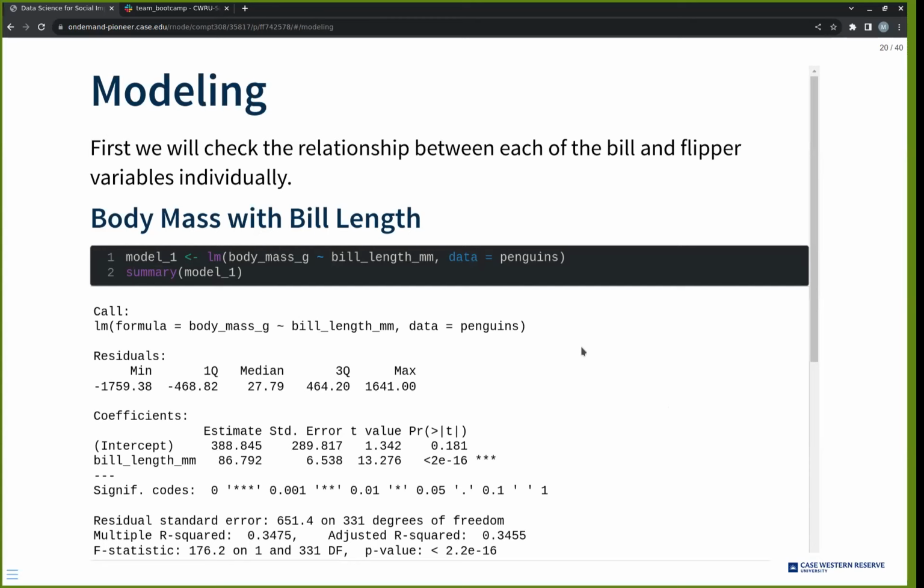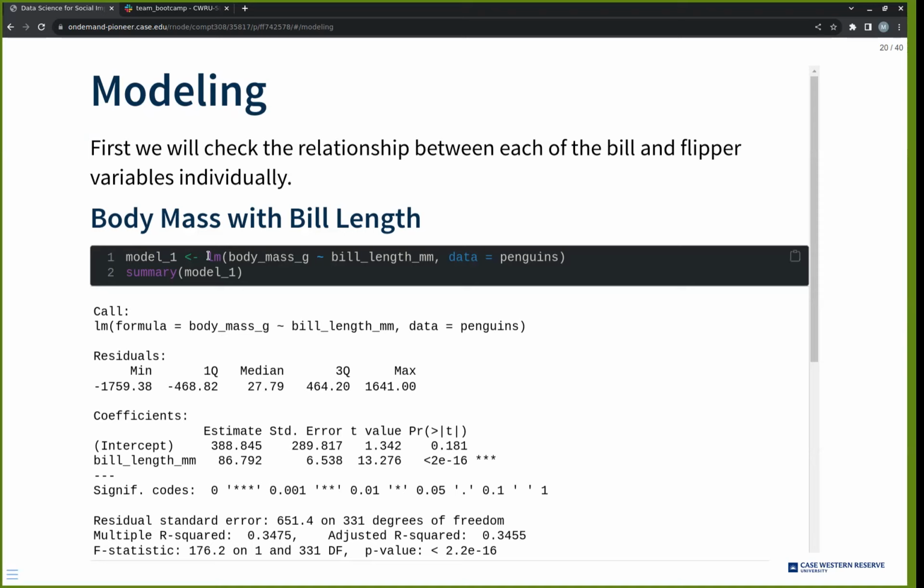Okay, so let's go ahead and do some modeling. First of all, we'll do some basic linear regression, linear modeling. So linear regression, not multiple linear, only linear. One predictor, one response. We'll check the relationship between each of the bill and flipper variables individually. First of all, we'll do body mass with bill length.